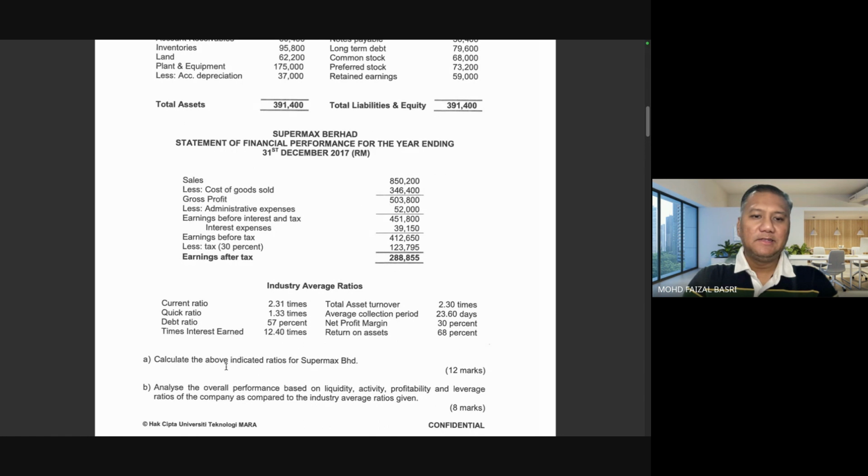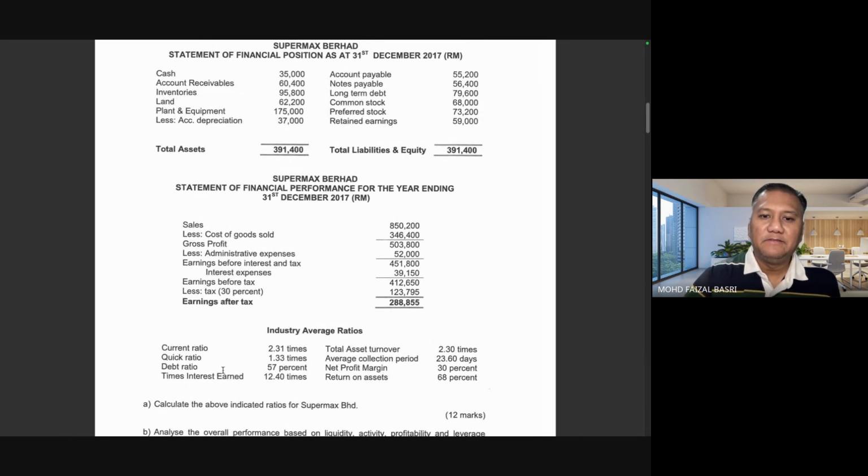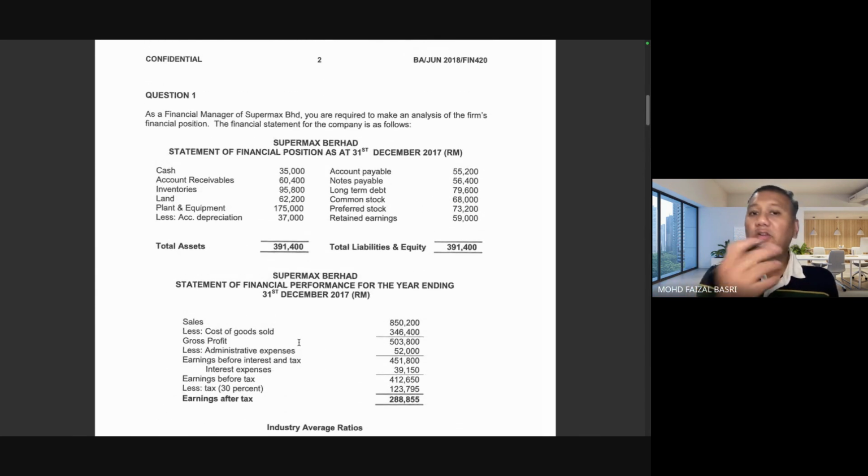The first instruction: calculate the indicated ratios for this company. The company is named Supermax Berhad, 12 marks. Then analyze the performance based on liquidity, activity, profitability, and leverage ratios as compared to the industry average. The 8 ratios given in this question are the ratios for the industry average. What we need to do is calculate the 8 relevant ratios and compare our answers against the industry average. So this is the raw data.